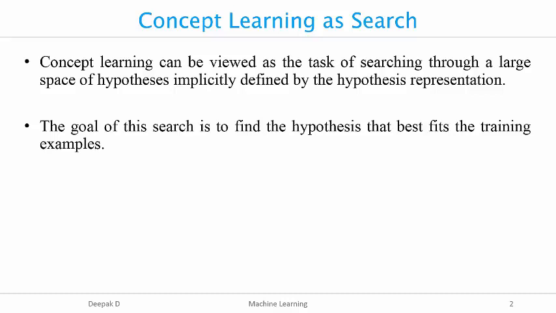It is also very important for us to note that by selecting a hypothesis representation, the designer of the learning algorithm implicitly defines the space of all hypotheses that the program can ever represent and therefore can ever learn. We shall see an example of this and discuss concept learning in detail.